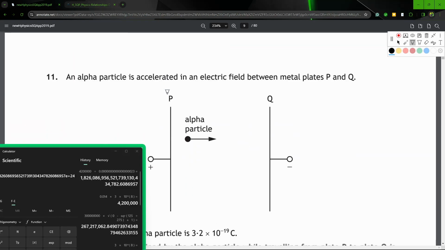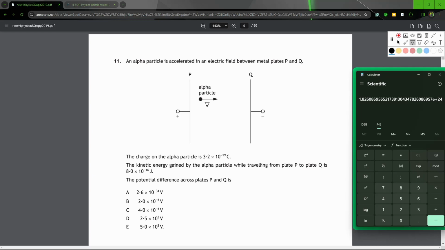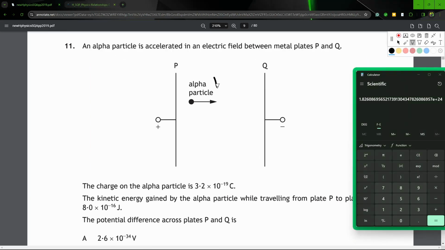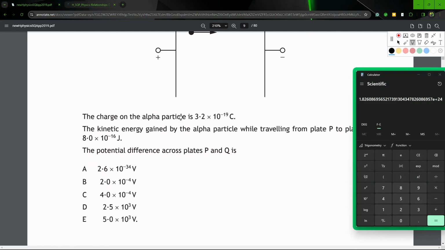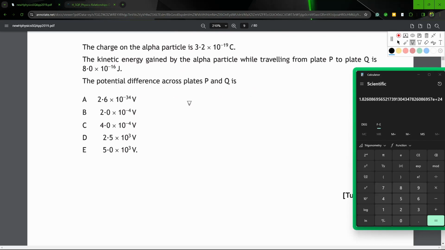Nice and simple. Alrighty, an alpha particle is released in an electric field between metal plates P and Q. This is question 11. Alpha particle, remember, positively charged. Charge in the alpha particle is 3.2 times 10 to the negative 19 coulombs. The kinetic energy gained by the alpha particle while traveling from plate P to plate Q is 8.0 times 10 to the negative 16 joules. The potential difference across plates P and Q is, well, that's a mouthful, but don't worry.